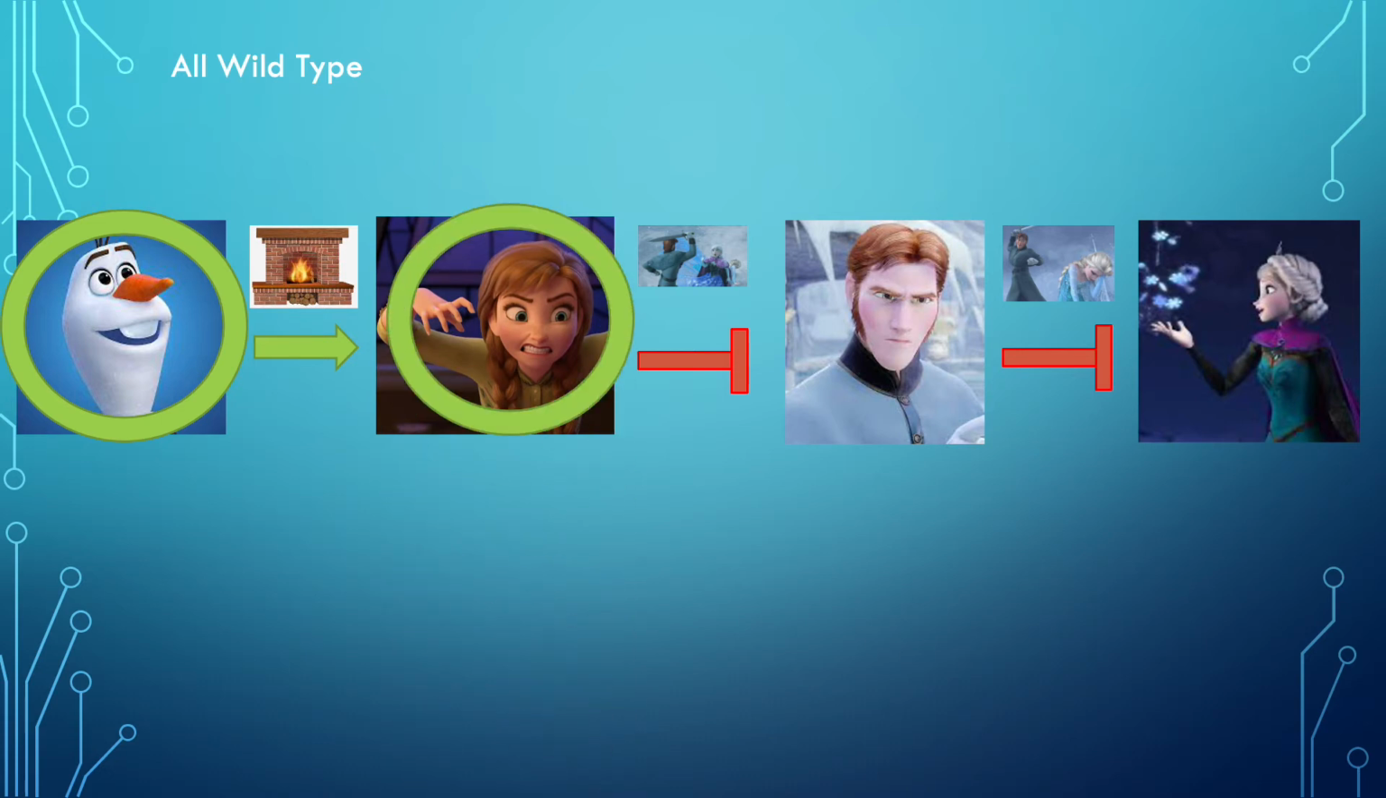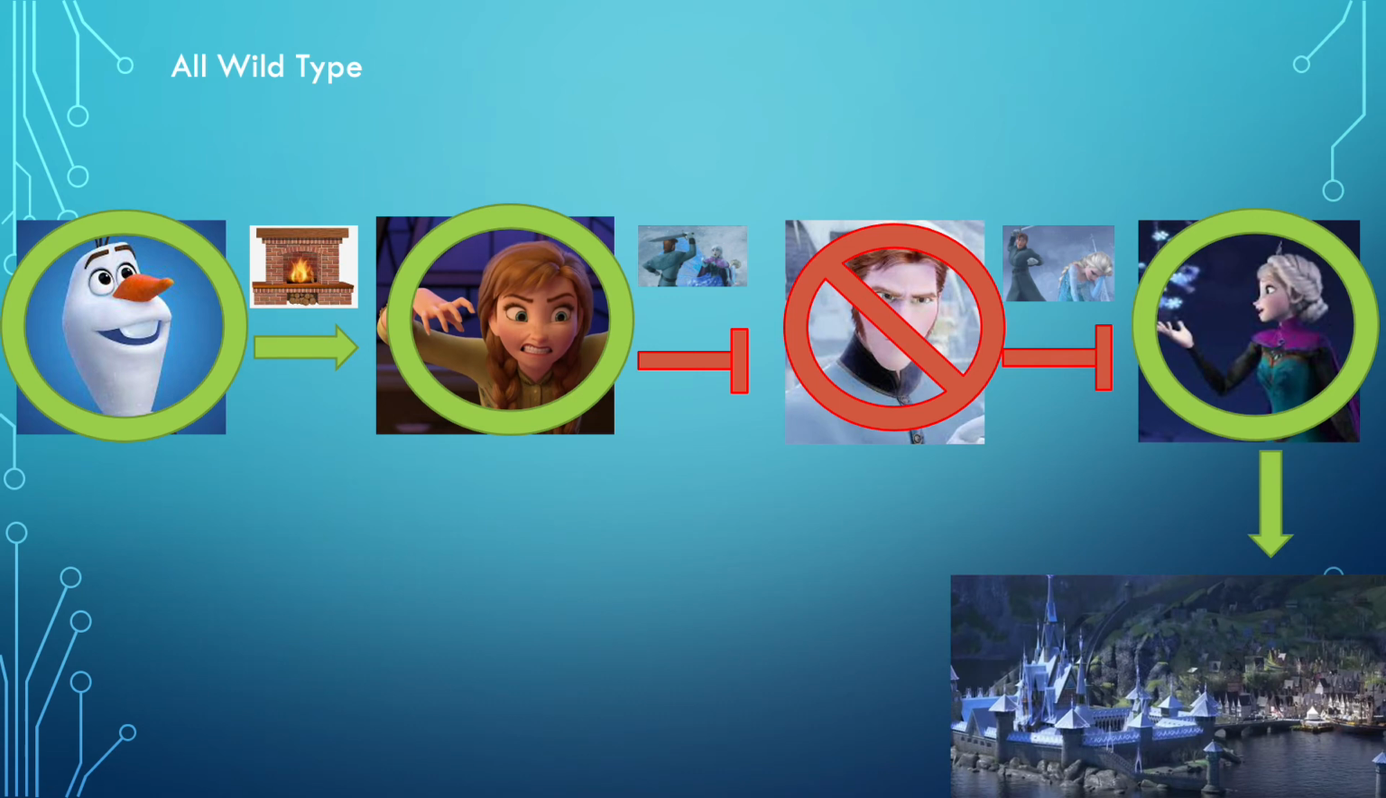With Anna present, she is able to use the last few moments of her life to repress Hans, specifically by blocking his sword as he swings it. With no expression of Hans, Elsa survives and lifts the snowstorm, leading to a sunny kingdom. This is what we see happen in the movie. She also brings her sister back to life, but this isn't significant to this network.